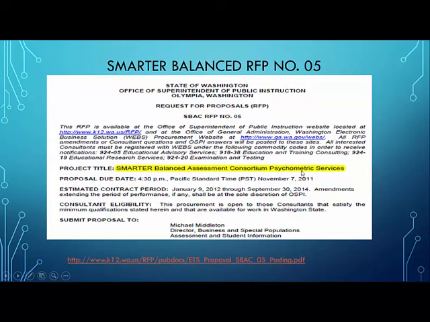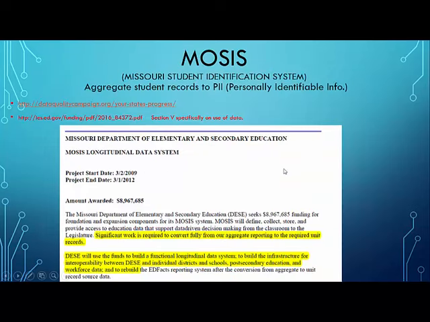That is why the tests are computer adaptive. Your child is not going to be taking the exact same test as their neighbor, because depending on how your child answers those questions on that test, the tests are adaptive. And in the background, they're collecting the psychometrics.